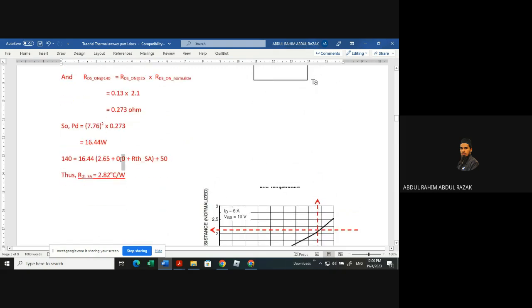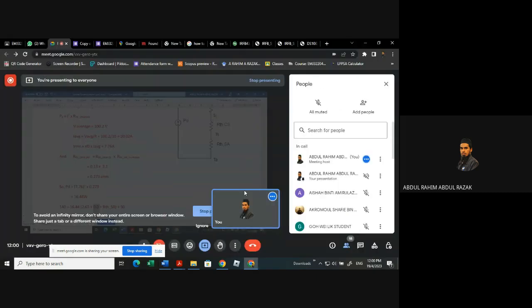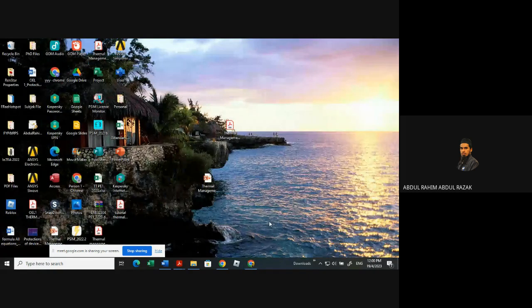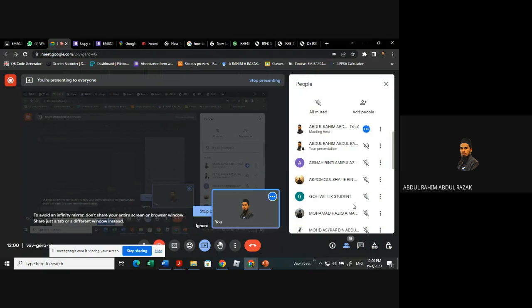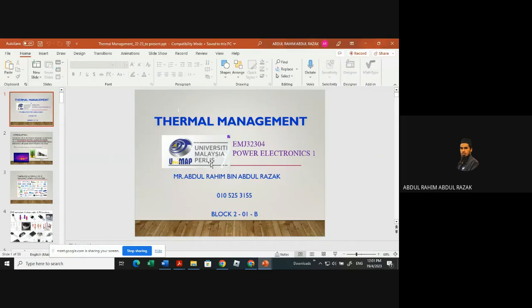So, why is this value zero? That's the question. R thermal CS here, from case to heat sink. Why zero? Any question? Any answer? Why was it considered as zero? Anybody? Akramul, Syafi'i, do you have an answer? Why is it so?